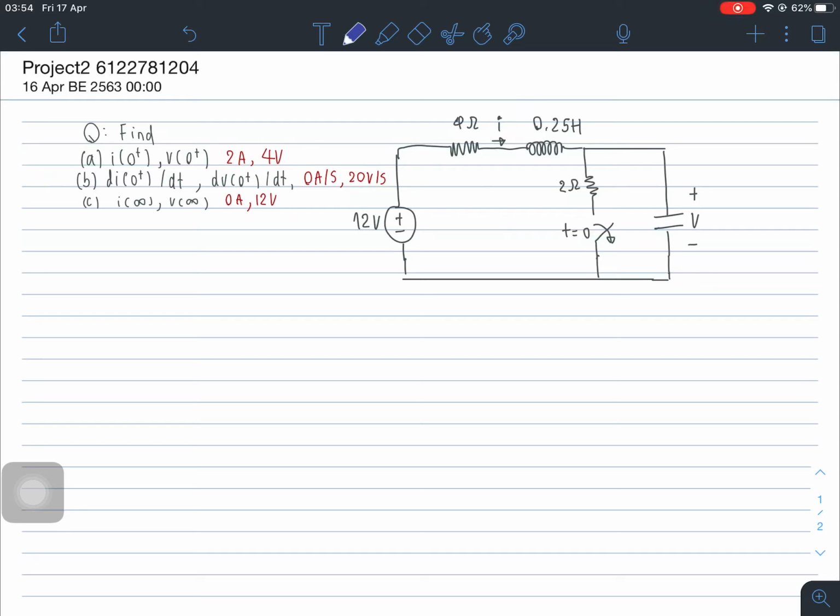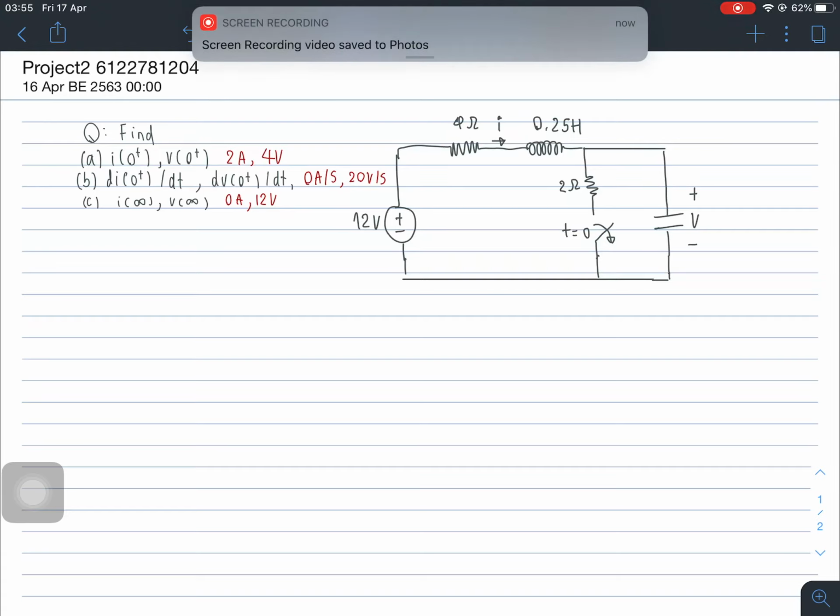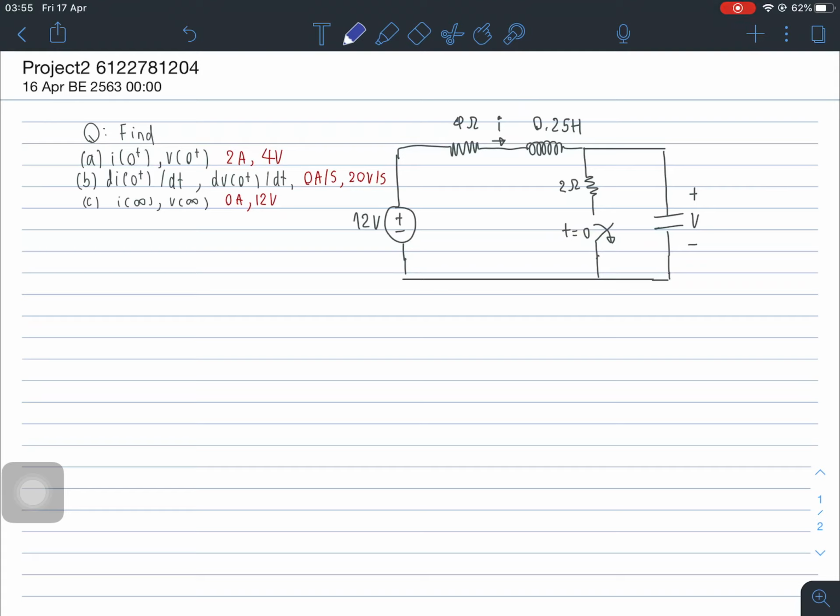This is my project number 2, and it's about second order circuits. My question is to find i(0+), v(0+), di(0+)/dt, dv(0+)/dt, i(infinity) and v(infinity), and this is my question.